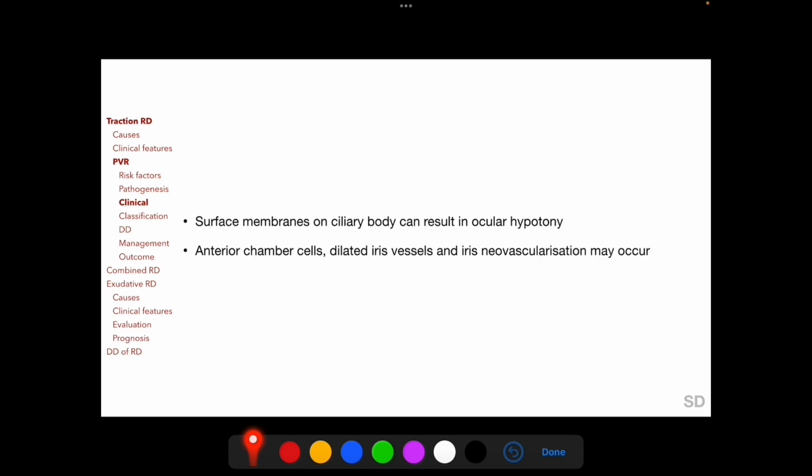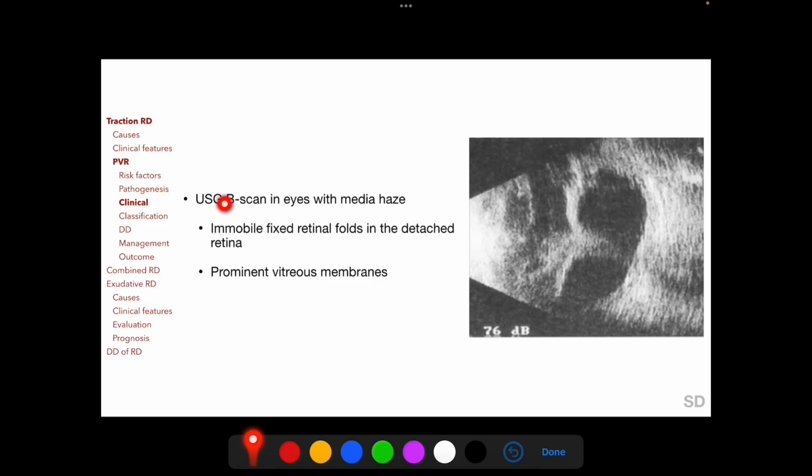Contraction of surface membranes on ciliary body can result in ocular hypotony due to ciliary body detachment and anterior chamber cells. Dilated iris vessels and iris neovascularization may be found in an eye with PVR. USG-B scan in eyes with PVR shows immobile fixed retinal folds in the detached retina along with prominent vitreous membranes.